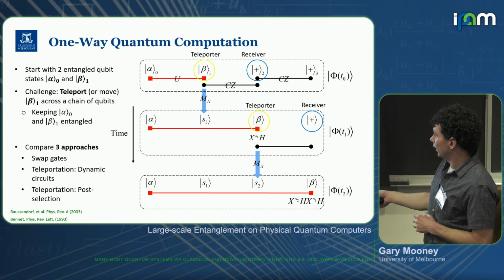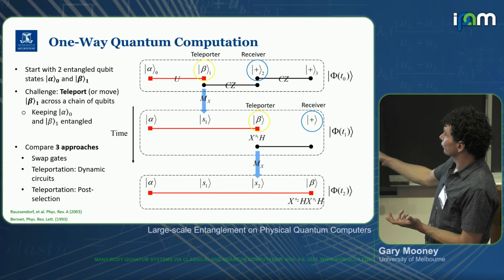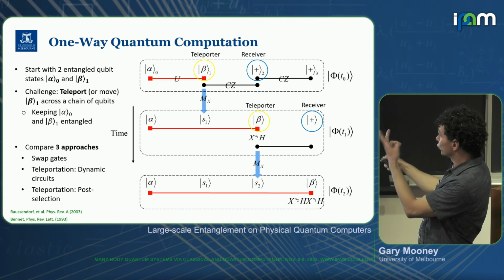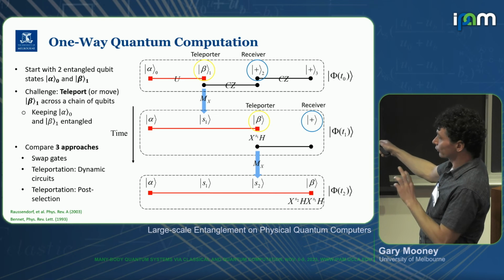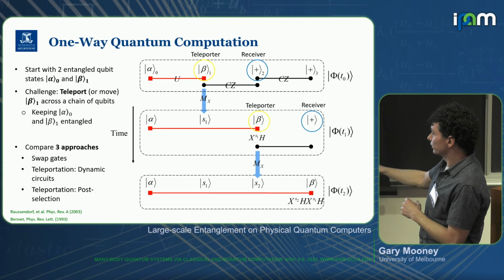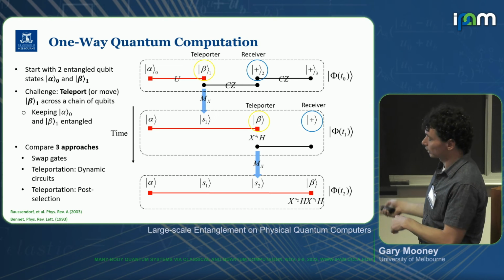We're going to be looking at three different approaches. One is just swapping. We have this state, and we use a swap gate, which essentially swaps the states of the two qubits using 3 CNOT gates, and you just swap it to the end. Then we're using this dynamical circuit, which I'll tell you about in a second, and then the post-selection, which I'll also tell you about in a second.